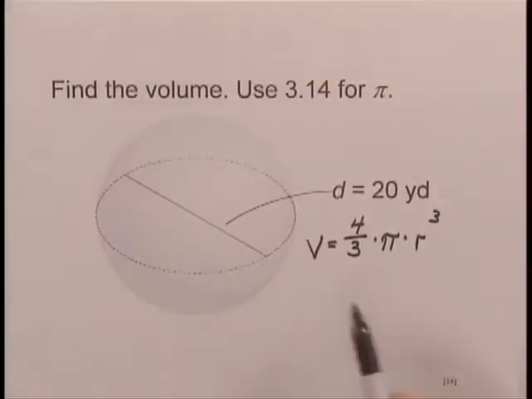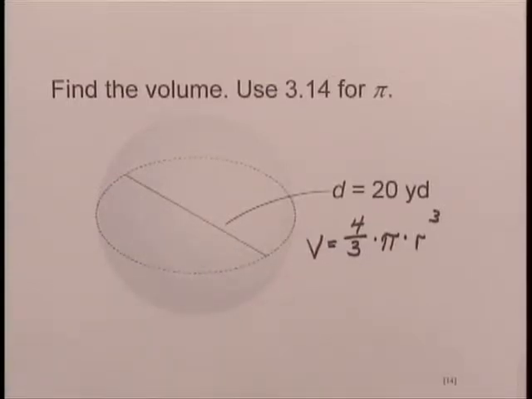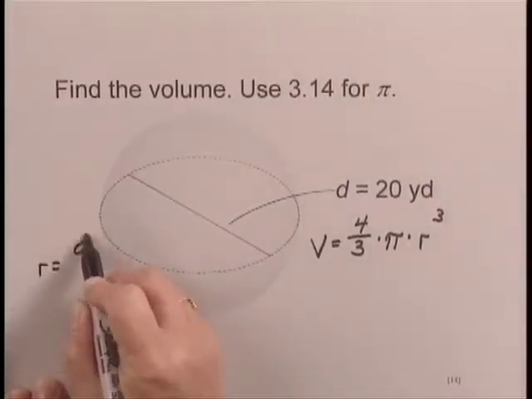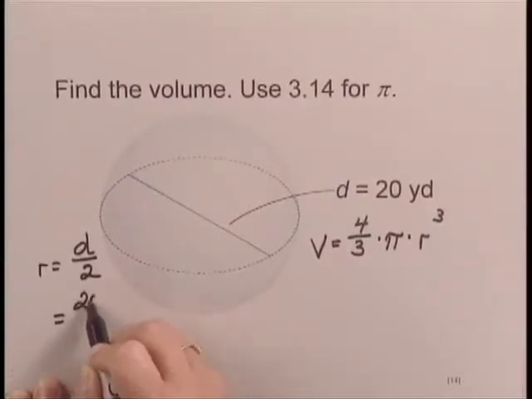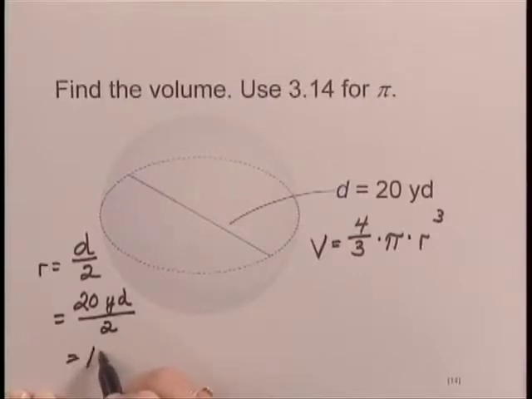Now notice that the formula uses radius, but we are given the diameter of the sphere. So before we substitute, we'll need to find the radius. The radius is the diameter divided by 2, or 20 yards divided by 2, or 10 yards. So now we're ready to substitute.